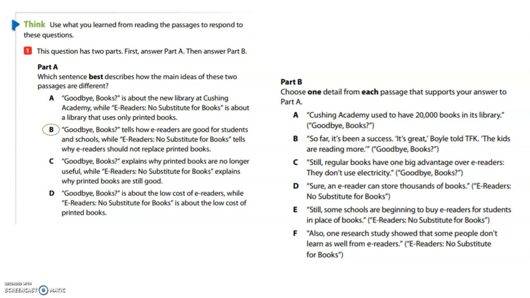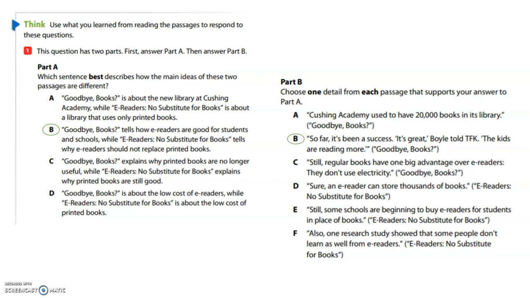C. Still, regular books have one big advantage over e-readers. They don't use electricity. D. Sure, an e-reader can store thousands of books. E. Still, some schools are beginning to buy e-readers for students in place of books. F. Also, one research study showed that some people don't learn as well from e-readers. Take a few minutes and think about the best answer choice to support your answer choice in part A.